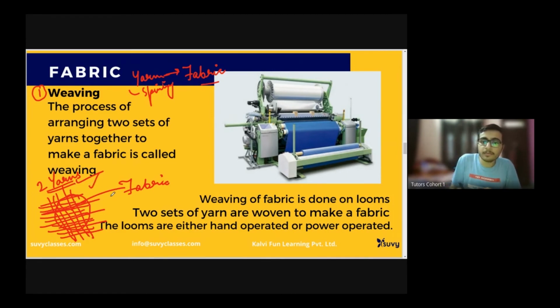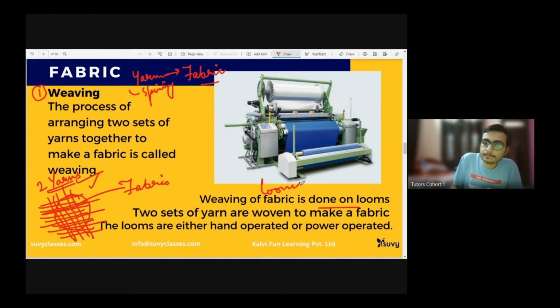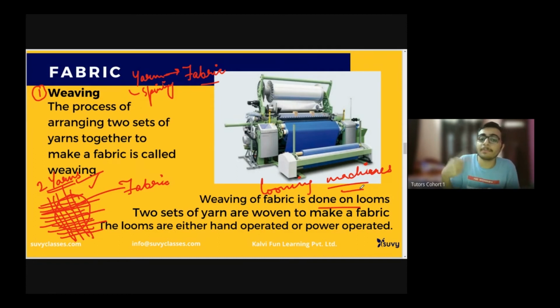All right. Weaving of fabric is done on looms. This process is done via looming machines. These are the very important terms. You should go through them again and again. Many times children make spelling errors. Two sets of yarn are woven to make a fabric.